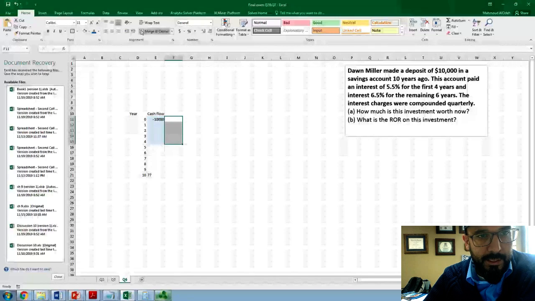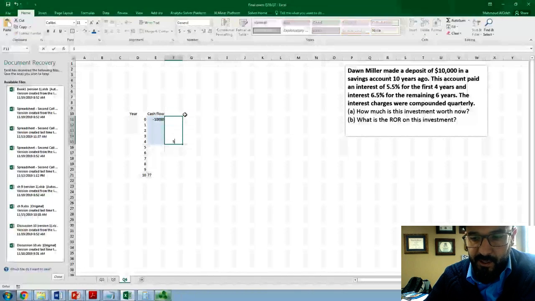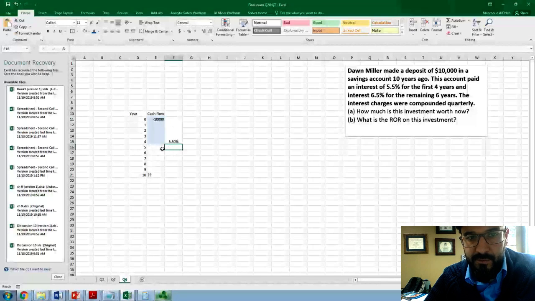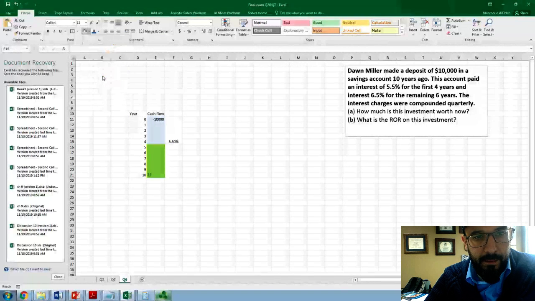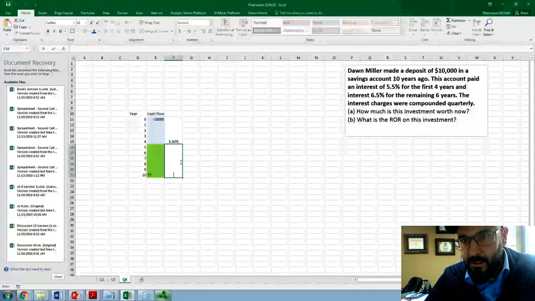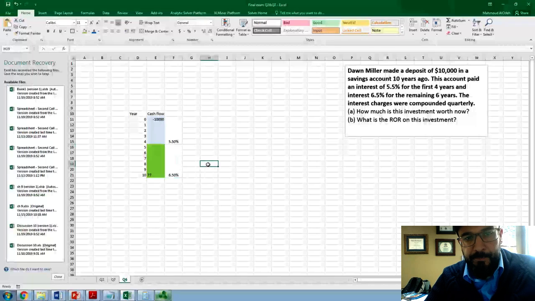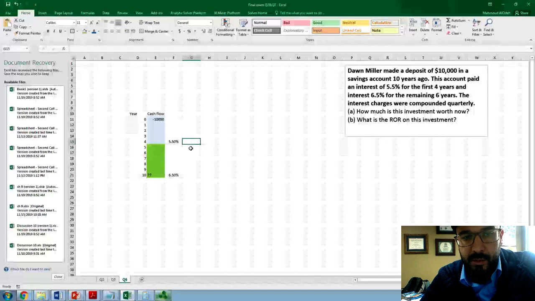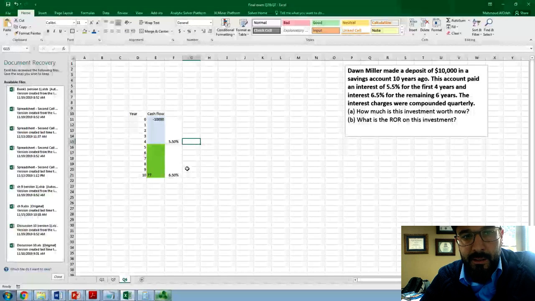So we're going to put i equal to 5.5 interest rate for the first 4 years. Then for the next 6 years, I'm going to use a different color just to show that we have a different interest rate at 6.5%. Okay, how could we solve this problem? First, we need to calculate what would be the 10,000 after 4 years, and then from there we could find out what would be the 10,000 at the 10 years.